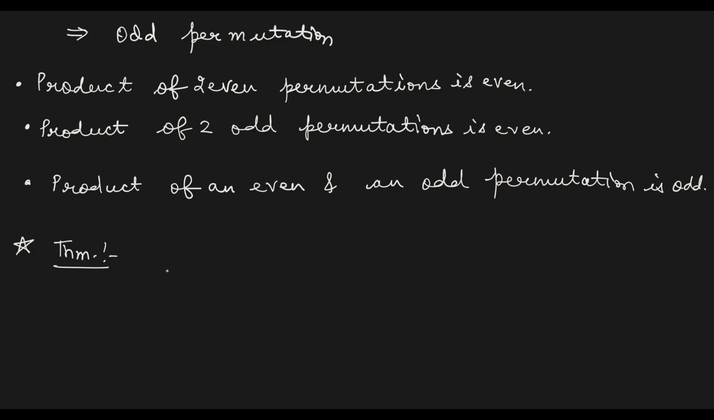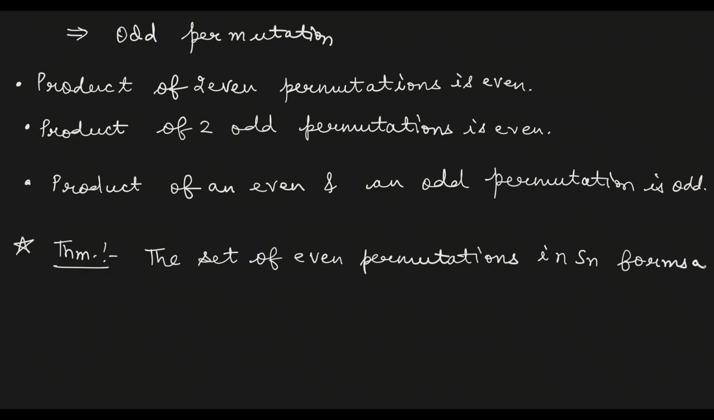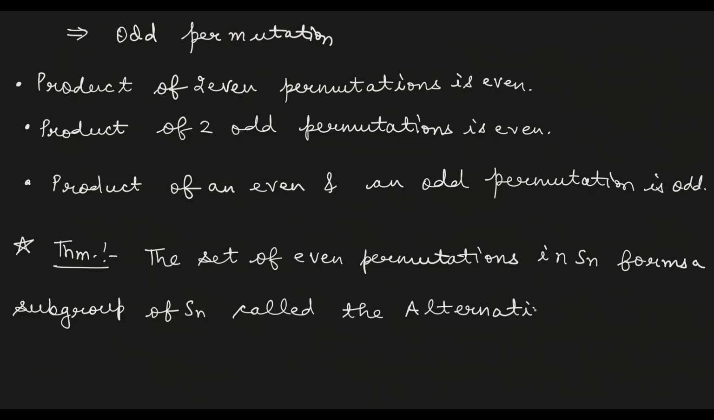Next theorem. The set of even permutations in Sn forms a subgroup of Sn called the alternating group of order n factorial by 2 and is denoted by An.